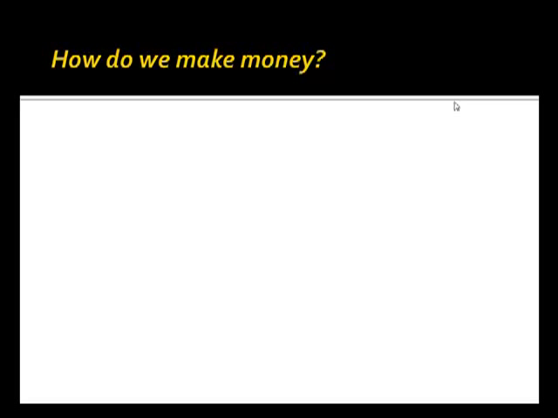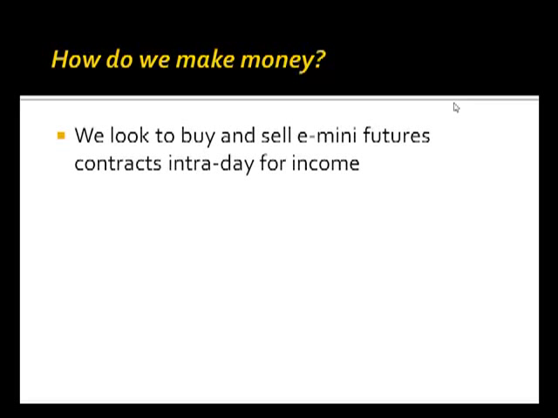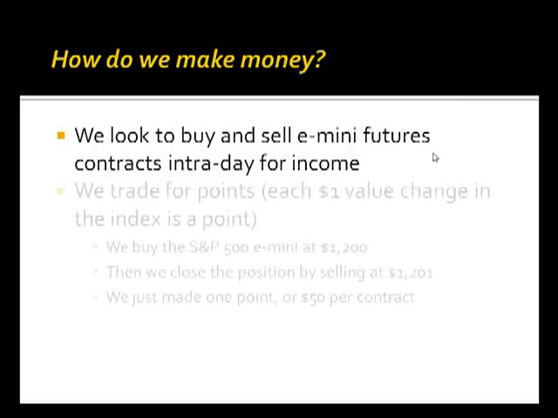So how do we make money when we trade E-minis? Again, we trade for points. And we look to buy and sell E-mini futures contracts intraday for income. So you can use E-minis and futures contracts in a couple different ways, and I won't get into that here, but you can do hedging. If you're hedging another position, you can buy and sell long term. What we typically do is look to buy and sell contracts intraday for income. So we're in and out in a relatively short amount of time.